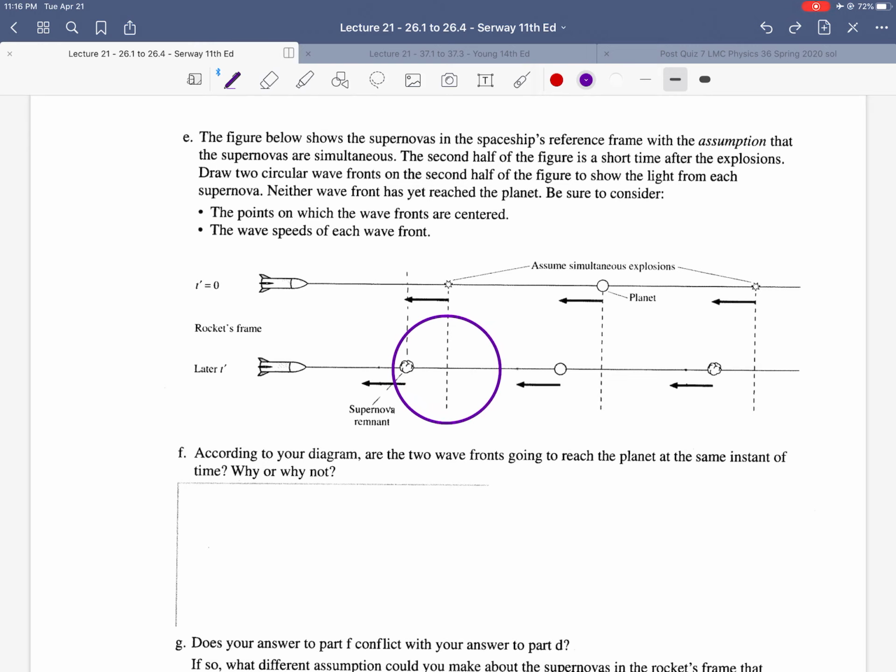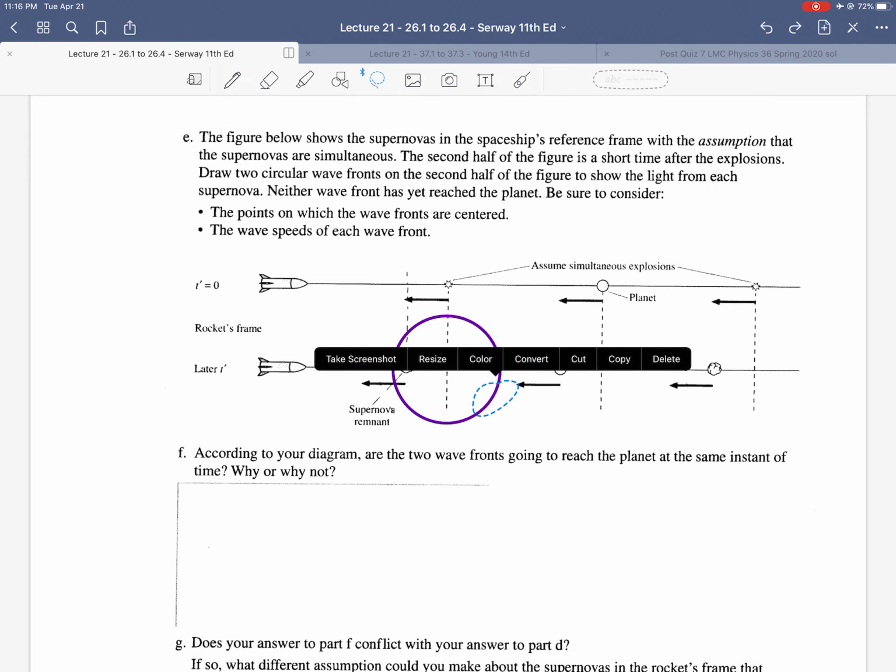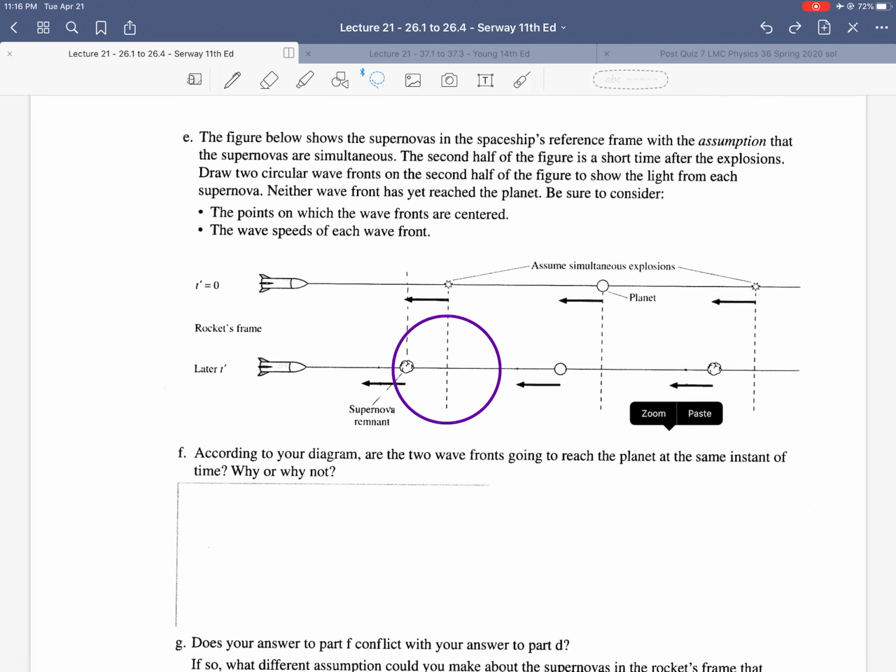Okay, all right. Same thing for the light wavefront from supernova 1. Okay, and this is assuming the two events are simultaneous. Okay, so that's good. I'll just copy it. There we are. Yes, it's supposed to look the same relative to the explosion. That's what this is, by the way. This is like a cloud, right? It's the supernova, superheated gases spreading out into space, right? Okay.